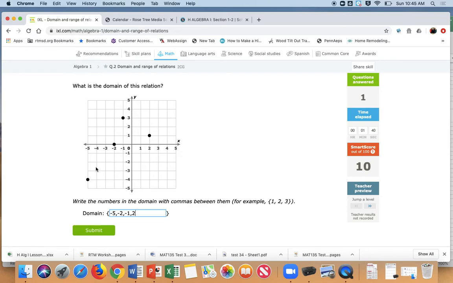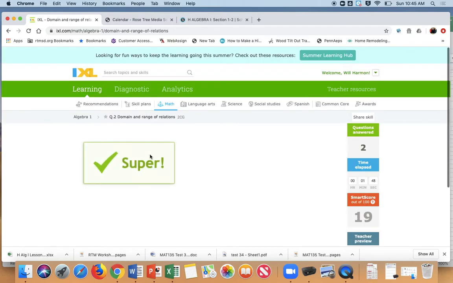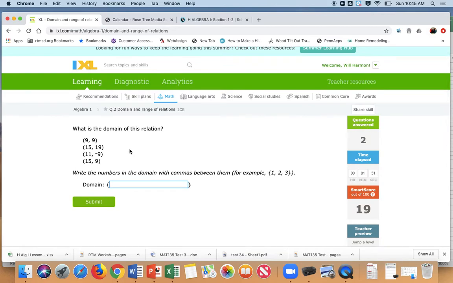Okay? So one more time, this point would go to negative 5. That point's already a negative 2. This point goes down to the negative 1, and that one goes to the 2. Okay, what is the domain? So we're talking about the first numbers. Okay, so that's going to be 9, 15, 11, and 15.